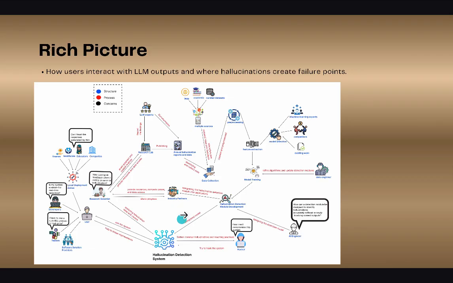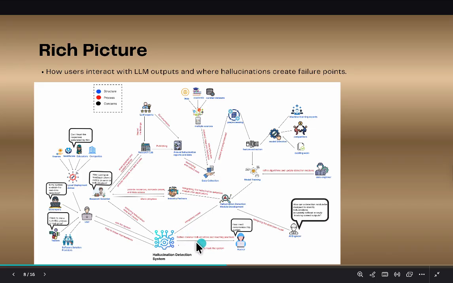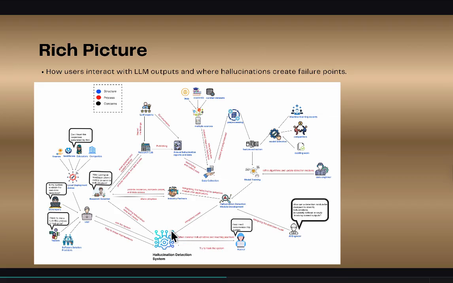So my system fits into this situation by giving a warning and highlighting the risky part, so the user can verify it quickly. That is basically what happens in this part. So the rich picture is a big story about hallucination in LLMs.